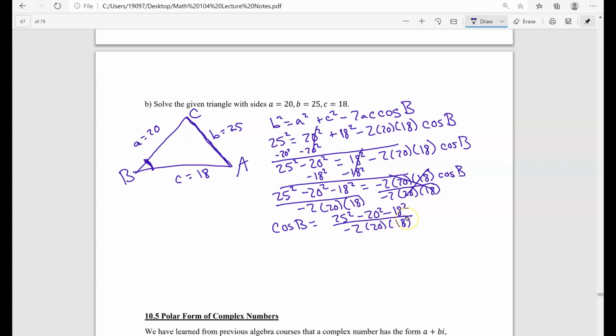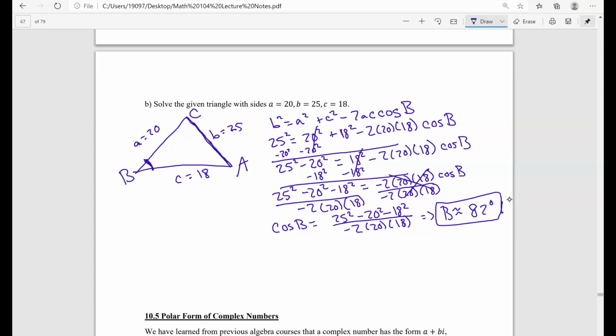Okay, so now all we have to do is take the cosine inverse of both sides. So I'm going to write cosine inverse of 25 squared minus 20 squared minus 18 squared, divided by negative 2 times 20 times 18. And I'm going to get about 82 degrees. So that is what B is equal to, 82 degrees.